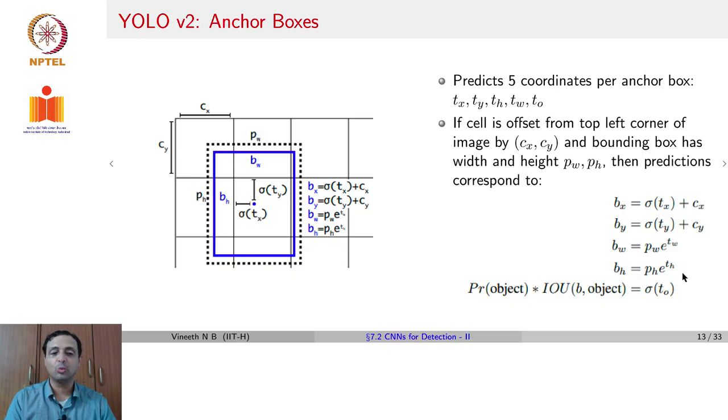So those are the different quantities that are predicted by the network and which relate to the actual bounding box that grid location is trying to point to. Remember that each anchor box predicts only these 5 values. This is the bx, by, bw, bh, the actual bounding box corresponding to these values given by the anchor box.